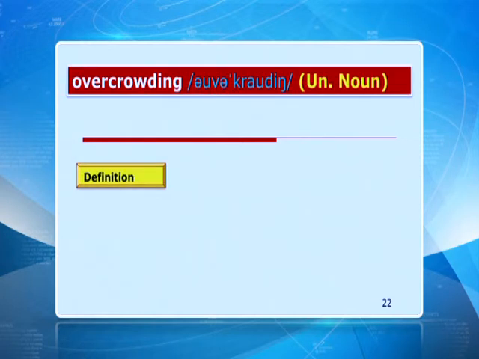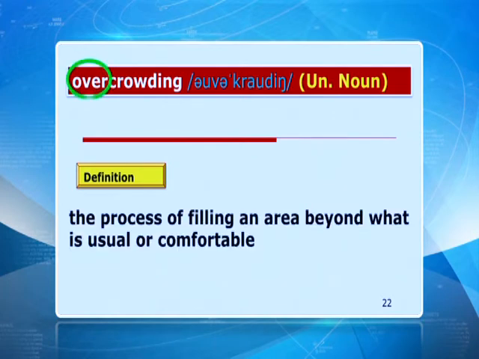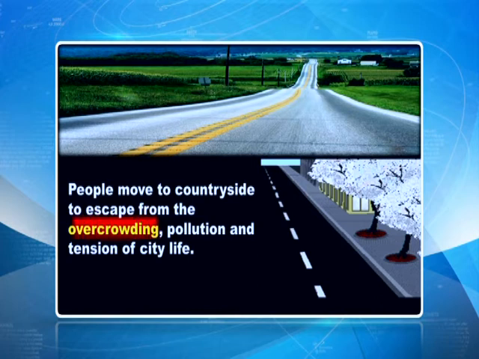The following word is overcrowding, which is a noun. And here we have the prefix over, which is more than necessary or too much. So overcrowding means the process of filling an area beyond what is usual or comfortable. This is an example to show this word. People move to the countryside to escape from the crowding, pollution, and tension of city life.